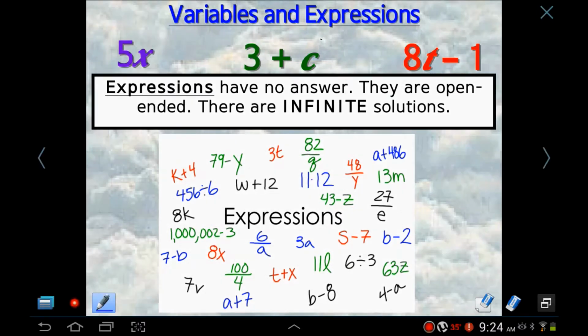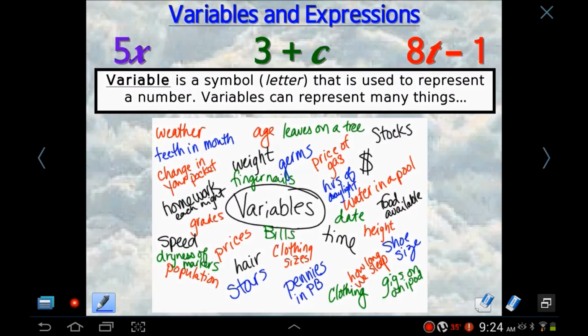I can't say for certain what the answer is to that, because it depends on what C is. We don't know what C is, so C could be a number of things. That's why it's called a variable. Let's move on. Another thing I want to talk about here today is a variable. A variable is a symbol, a letter in most cases, that is used to represent a number. Variables can represent many things.